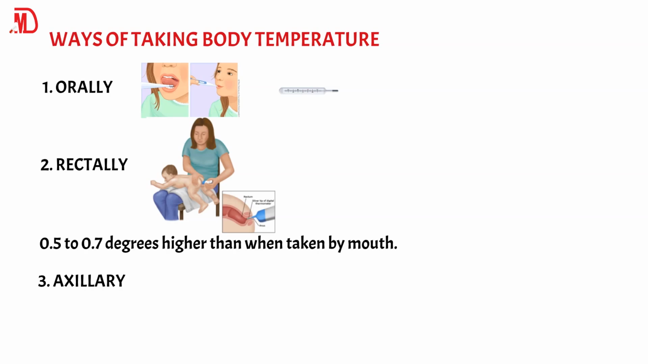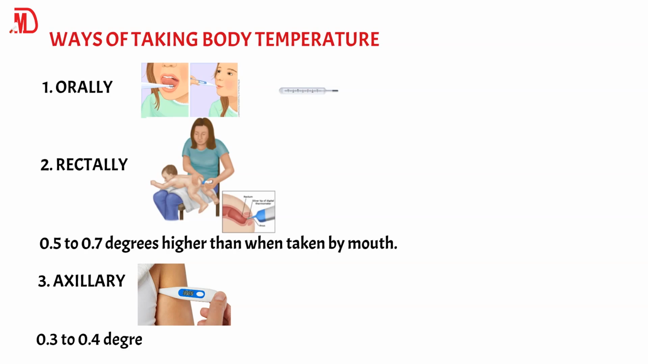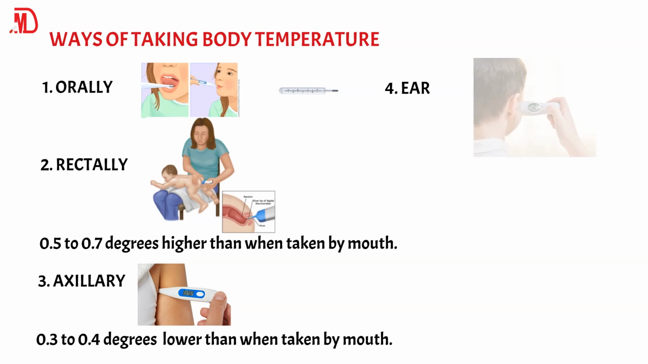3. Axillary, or the armpit. Temperatures can be taken under the arm using a glass or a digital thermometer. Temperatures taken by this route tend to be 0.3 to 0.4 degrees lower than those taken by mouth. 4. By ear. A special thermometer can quickly measure the temperature of the eardrum, which reflects the body's core temperature. That is the temperature of the internal organs.